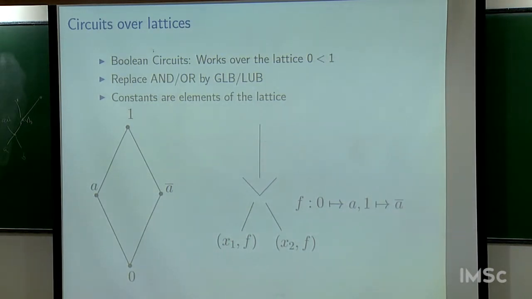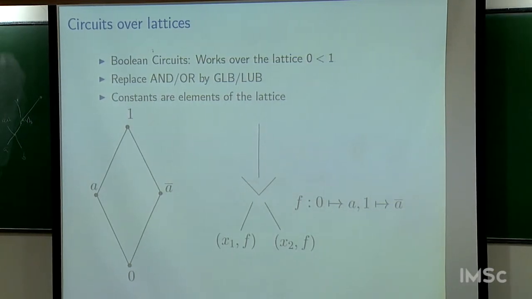So the same bit can be mapped to different lattice elements in different parts of the circuit? Yeah, just like you could have x1 or x1 bar. No, there's only one f. Oh, the functions could be different. Yeah, this f plays the role of positive or negative. Each input gate could have xi comma g, where g and xi can be independently chosen.